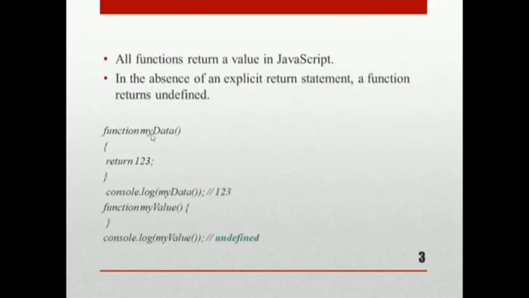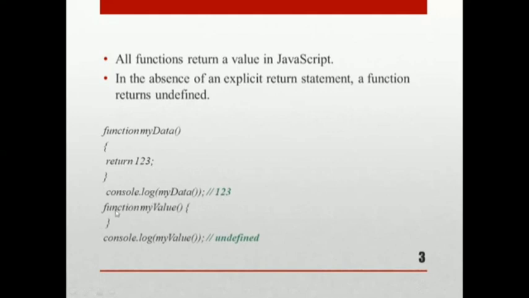See function myData. myData is the function name, and the body of that function is return 1 2 3. This function will return 1 2 3. So we print it with console.log(myData()). Here you can see the opening and closing brackets, and console.log is used for printing. We are going to print what that function returns: return 1 2 3. So the output of that function will be 1 2 3.